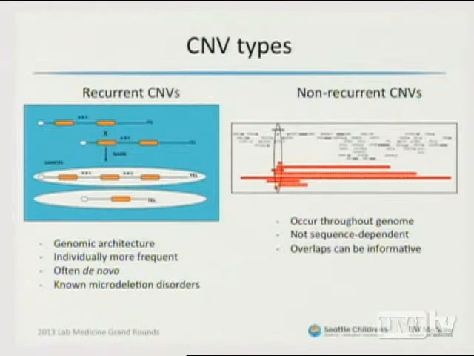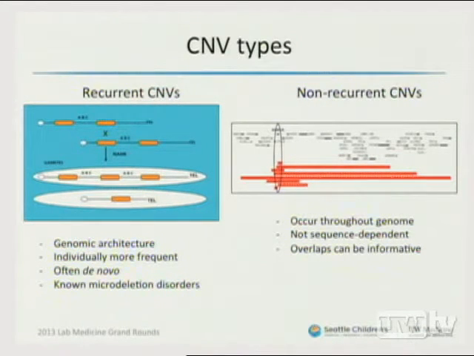And deletions like this cause syndromes that you might know of, such as Prader-Willi syndrome, Angelman syndrome, 22q11 deletion syndrome. And as a class, they're a fairly frequent cause of disease. The other type of deletion that's important is non-recurrent deletions. So these are deletions or duplications where the breakpoints are random.